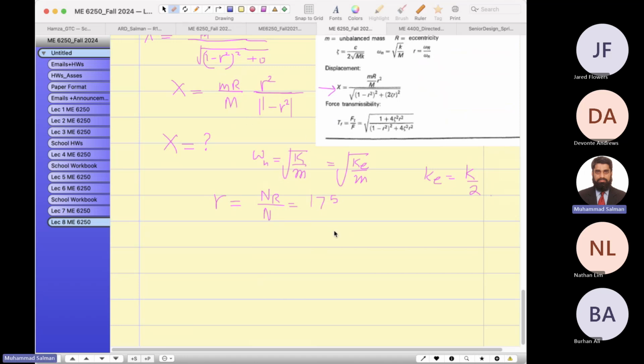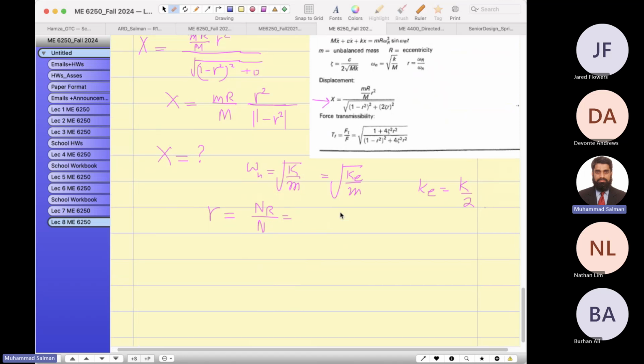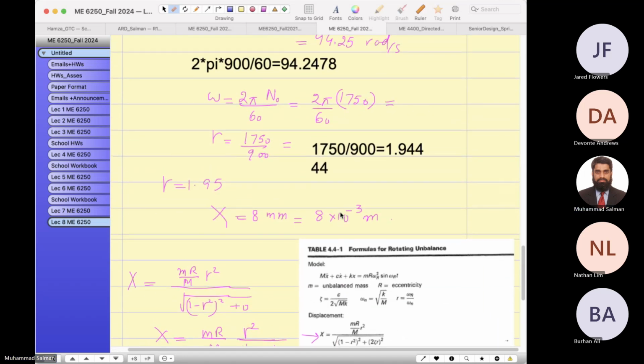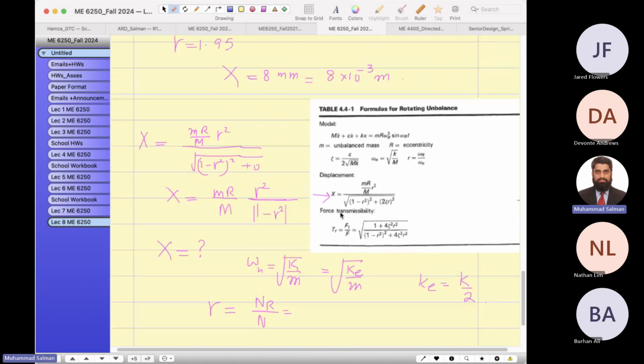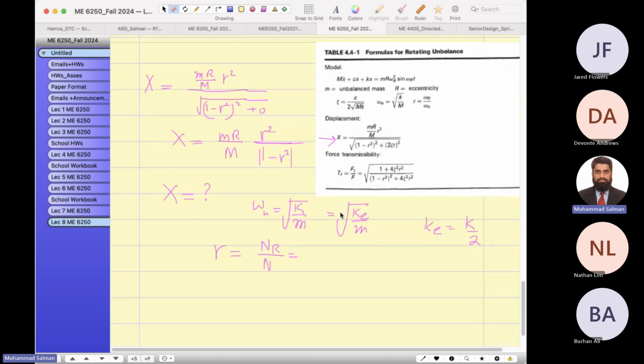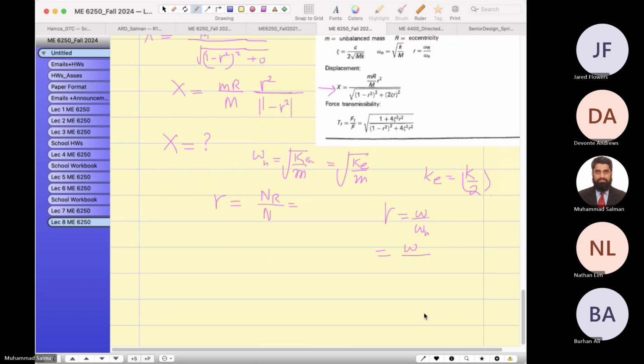Oh, 1 second. What is this? We already found this R value here, 1.94, correct? But let me show you. If you have k over 2 here, R equals omega over omega n. If you have omega over omega n, k over 2, that is k by 2m.